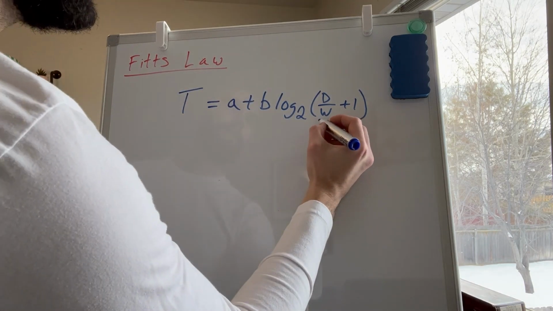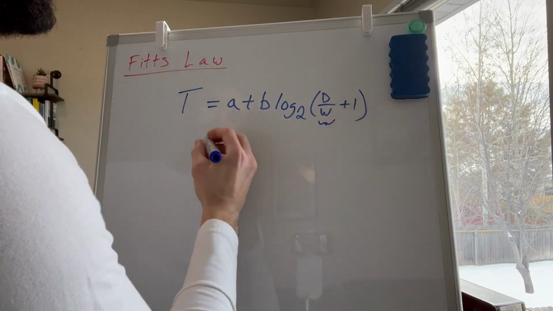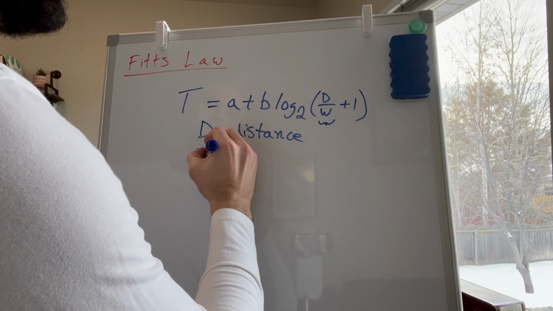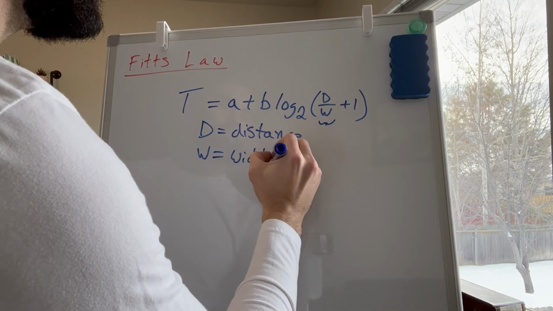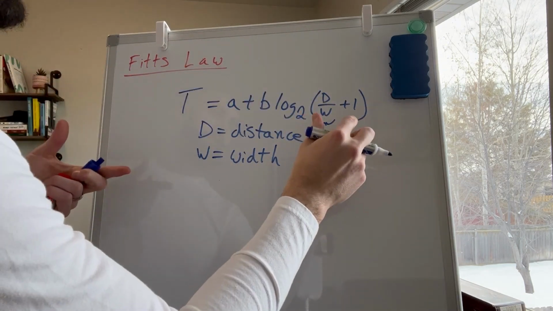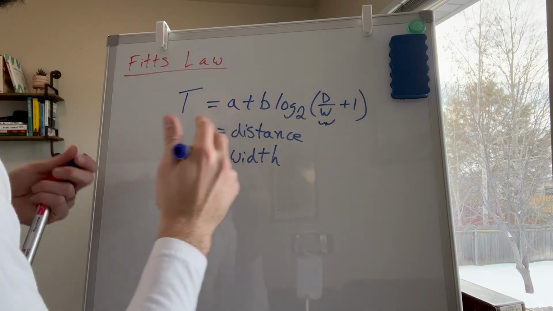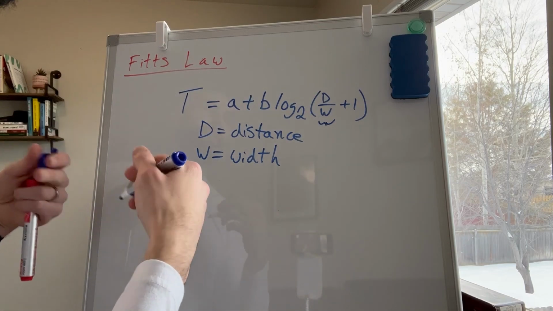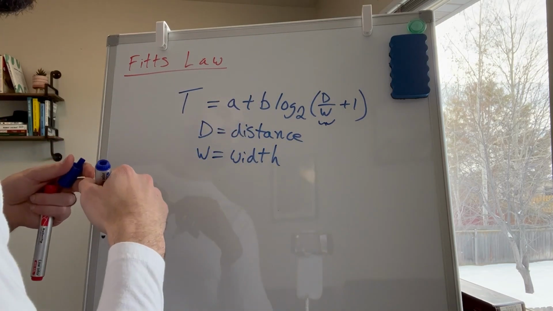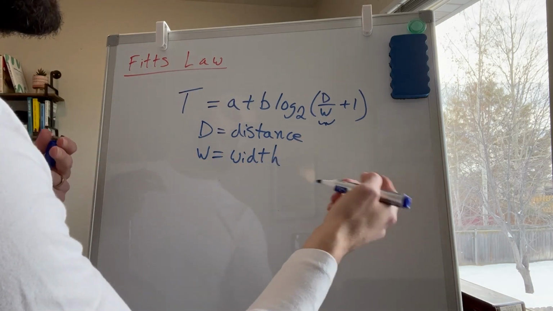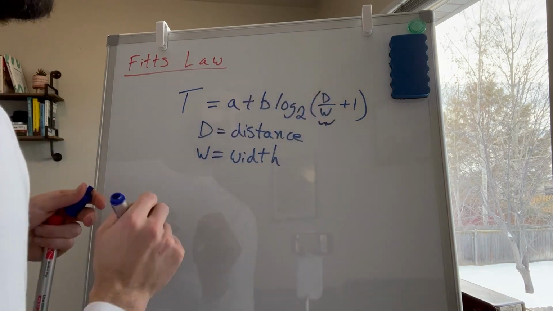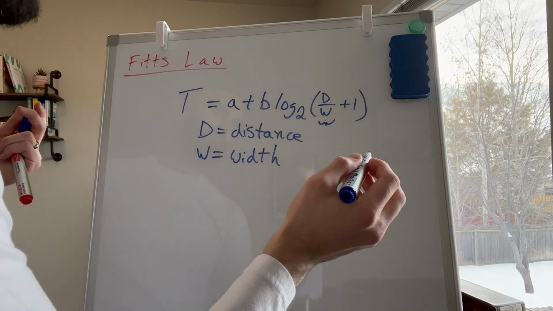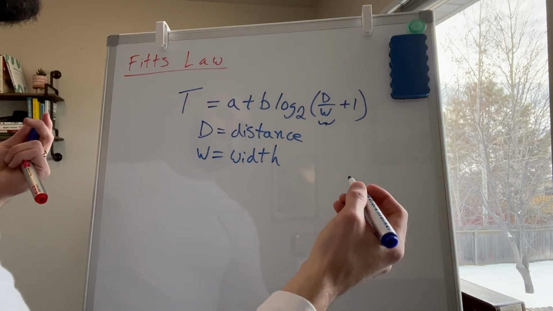What's going to be really important are these two variables right here, D and W. D equals distance and W equals width. So, obviously looking at this equation, you can see if W or width is larger, then this number overall is going to be smaller, which means less time. And in application, that is less time to acquire the target or less time to press a button, something like that. You can also see D right here, if that's larger or if it's a farther distance, then this whole number is going to be larger. So it's going to take more time to acquire the target.